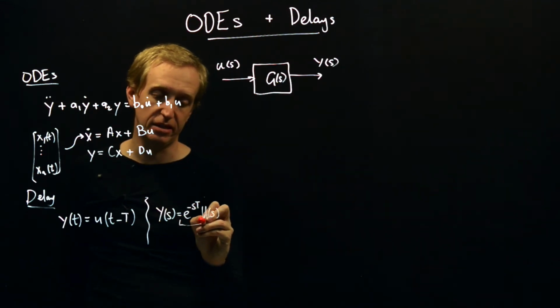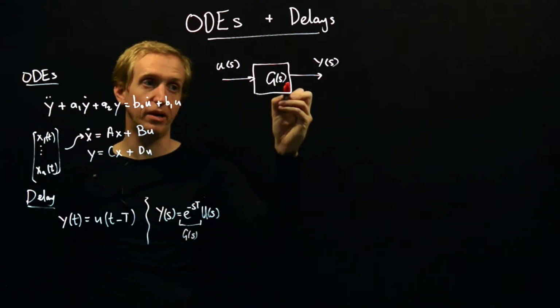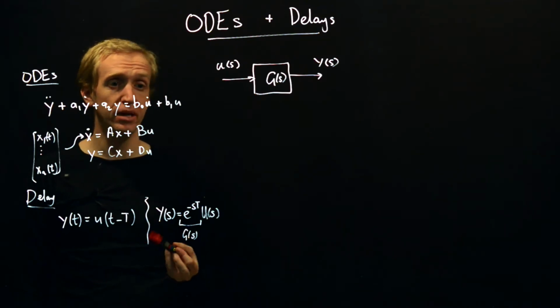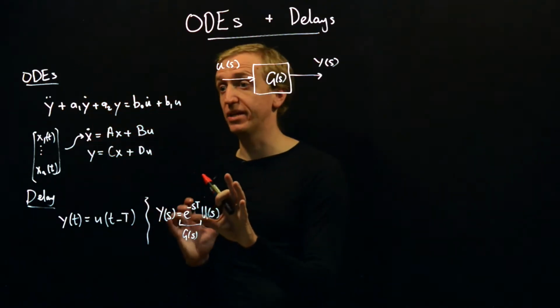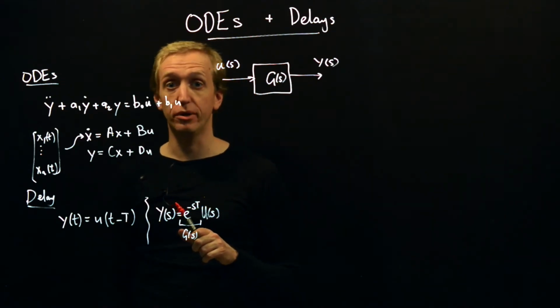So this e to the minus st, this is the transfer function of the delay, and it plays the role of this g in the input-output system there. So that's what the transfer functions of delays look like. And now let's just talk a little bit more about ordinary differential equations.